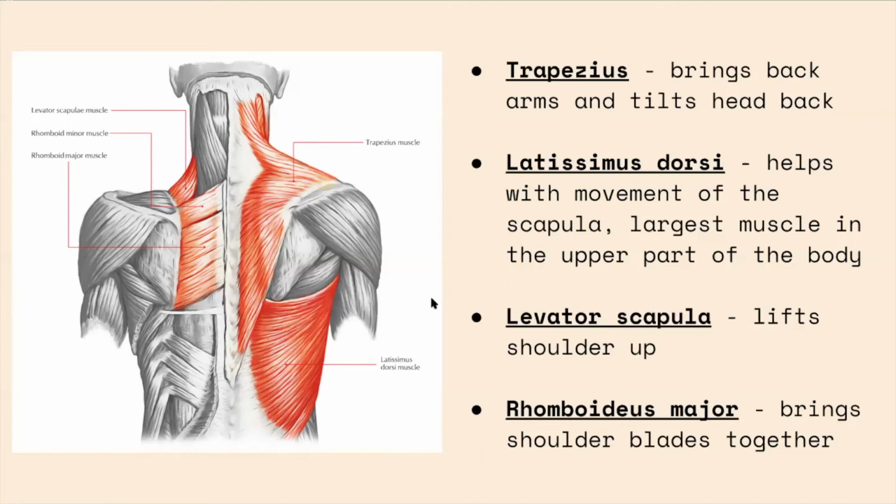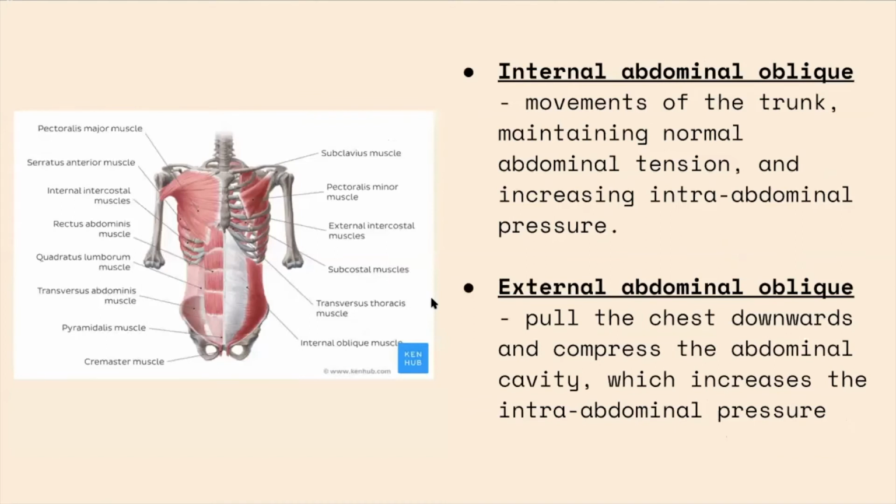We have the rhomboides major, which brings our shoulder blades together. It's like when you stretch your shoulders back, you're pulling them back, your shoulder blades are touching, and that is because the rhomboides major is working. It is bringing your shoulder blades back. Okay, internal abdominal oblique.